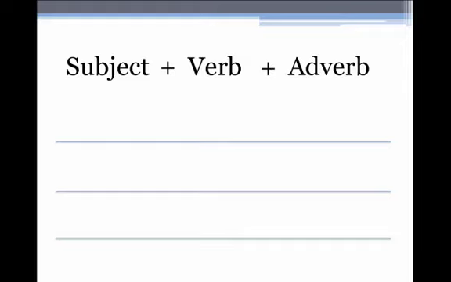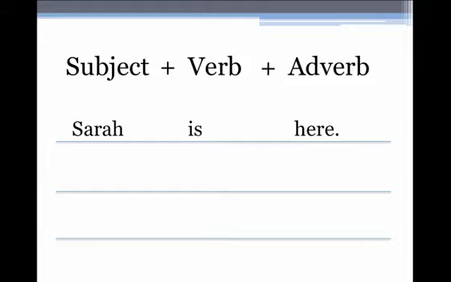Fourth, there is subject plus verb plus adverb. An adverb describes a verb, like an adjective describes a noun. We haven't studied adverbs yet, but we will study them in a few weeks. Let's look at an example. Sarah is here. This sentence tells us where Sarah is. She is here. Sarah is the subject. Is the verb, and here is the adverb.